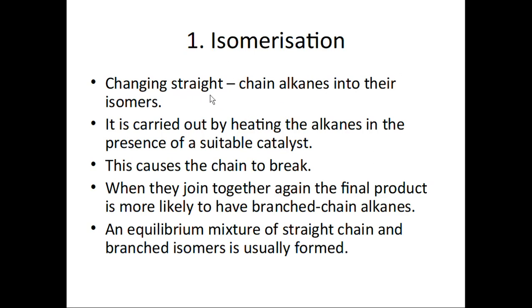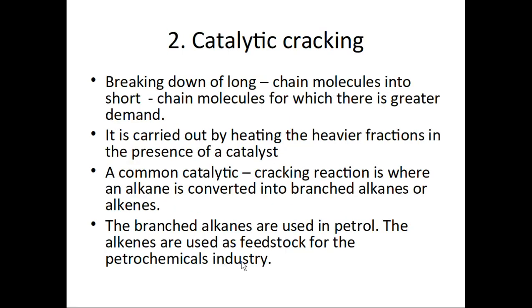Isomerization is changing straight chain alkanes into their isomers. It's done by heating the alkanes in the presence of a catalyst, and this causes the chain to break. So when we add heat, some bonds are going to break. When they join together again, the final product is more likely to have branched chain alkanes. An equilibrium mixture of straight chain and branched isomers is usually formed.